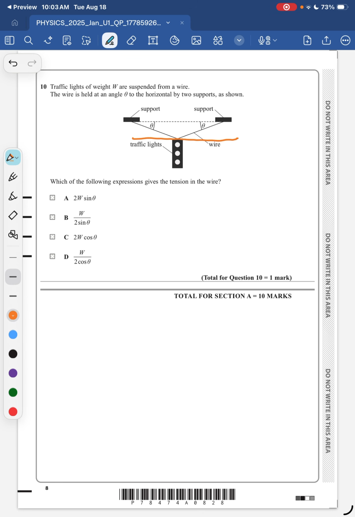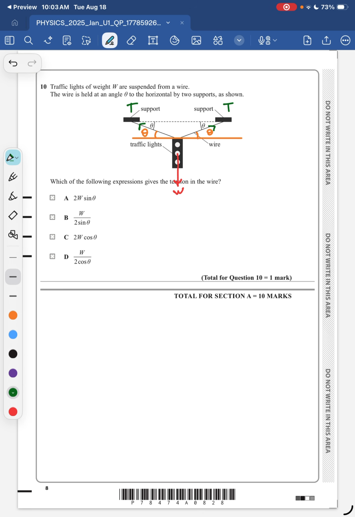Okay, so let's draw this straight line. By Thales principle, that angle is theta, that angle is theta as well. Okay, the weight, let's draw it like that. That's the weight. And then we have the tension, let's do green. So that's the tension from the first support and the second support.